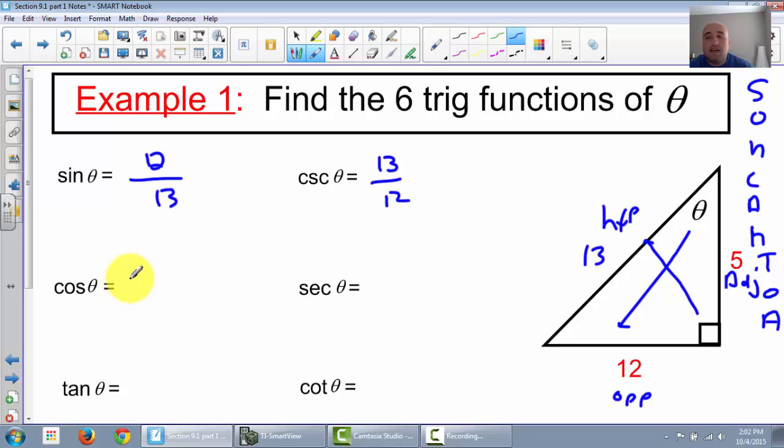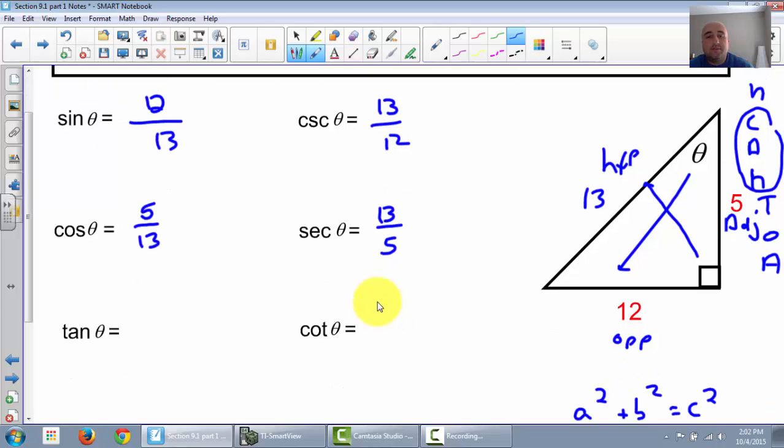All right, cosine. Cosine is adjacent over hypotenuse, a over h. So our adjacent is 5, our h is 13, so 5 over 13. And then remember, cosine goes to secant, so this one is just the reciprocal, 13 over 5. Okay, and last but not least, we have tangent. So tangent is opposite over adjacent. Opposite is 12, adjacent is 5. And that would make cotangent 5 over 12.